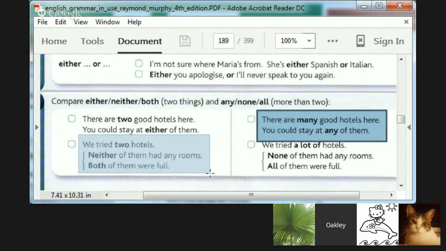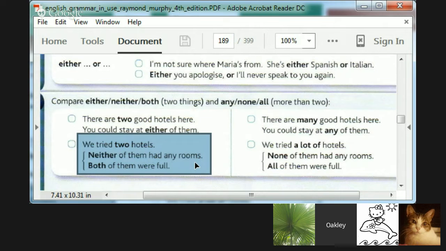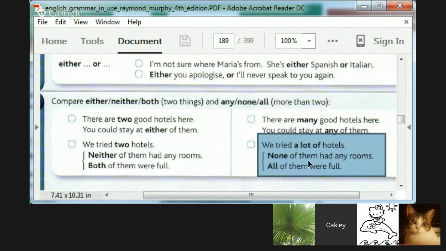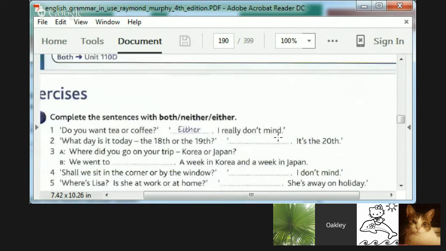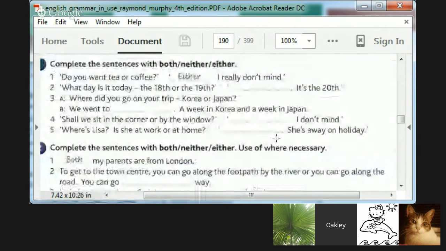Again, we tried two hotels. Neither of them had any room. Both of them were full. Talking about two. We tried a lot of hotels. Many. More, obviously more than two. None of them had any rooms. All of them were full. Okay, so there's your alternative words to use for things when there's more than two. So there you go. Okay, let's try it out.